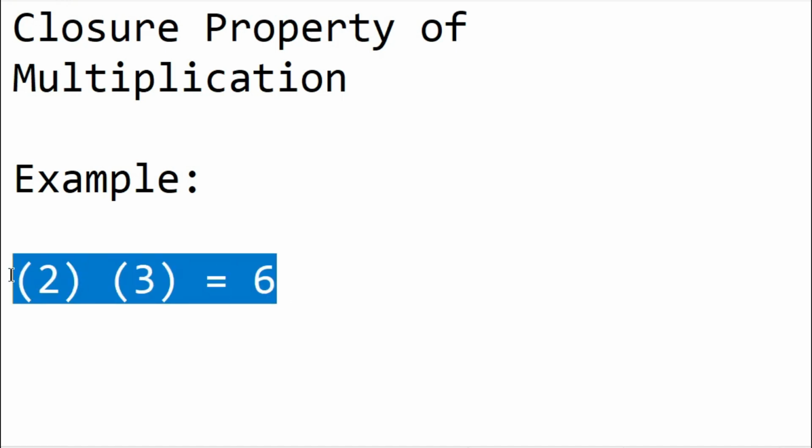ito naman yung kanyang halimbawa. So, mayroon tayong 2 times 3. Alam natin na yung 2 at saka 3 is an integer. Pag multiply mong dalawa, magiging 6, which is an integer also. So, meron silang closure property of multiplication.